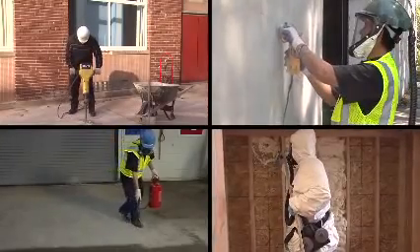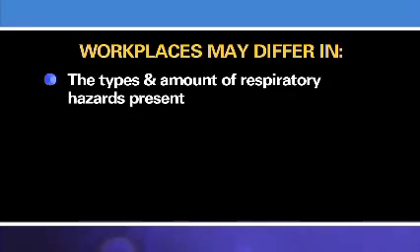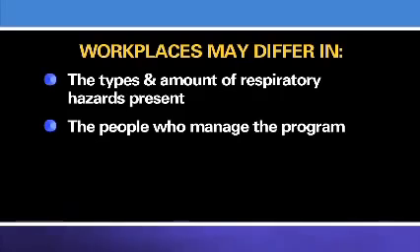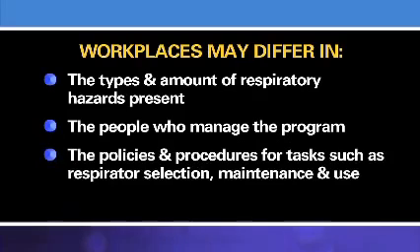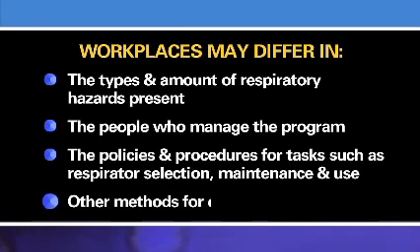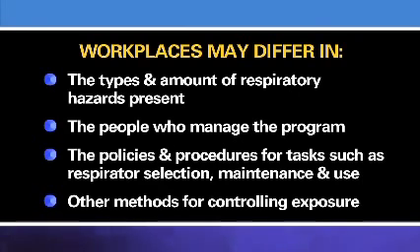For example, workplaces may differ in the following ways: the types and amount of respiratory hazards present, the people who manage the program, the policies and procedures for tasks such as respirator selection, maintenance, and use, and other methods for controlling exposure, such as using wet cutting techniques to reduce airborne dusts. Since construction work settings change over time, the written program must be updated as necessary to account for those changes in workplace conditions that affect respirator use.